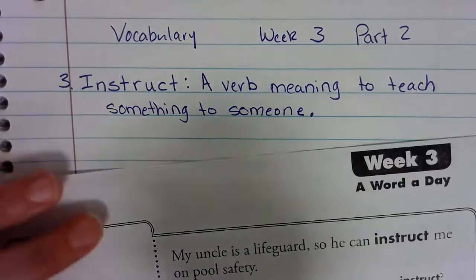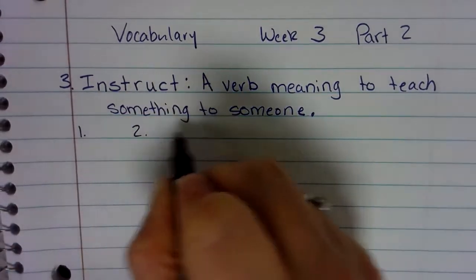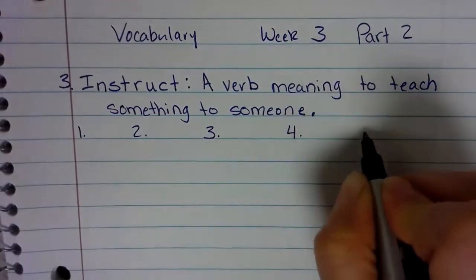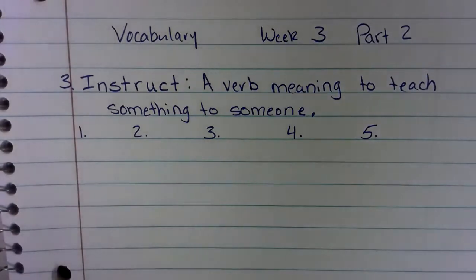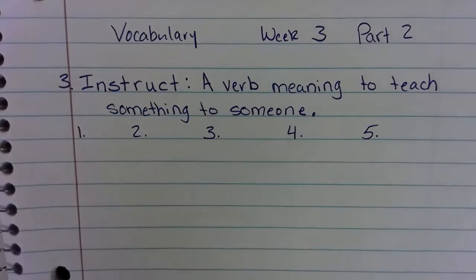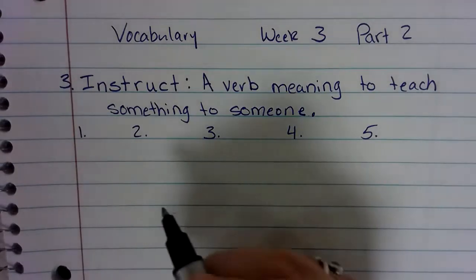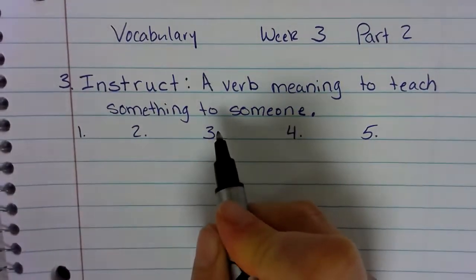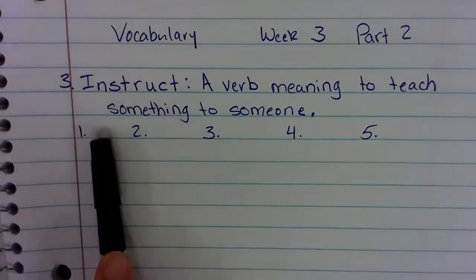All right, now I want to go to the next line and number our paper 1 through 5. I like to go across the line. 1, 2, 3, 4, 5, because we're not going to use a lot of space. You're either going to put a check or an X. Today, you're going to put a check if the sentence has the same meaning as instruct, and an X if it doesn't. So if it means instruct, put a check. If it does not mean instruct, put an X. Number 1, train. Train. Put a check or an X.